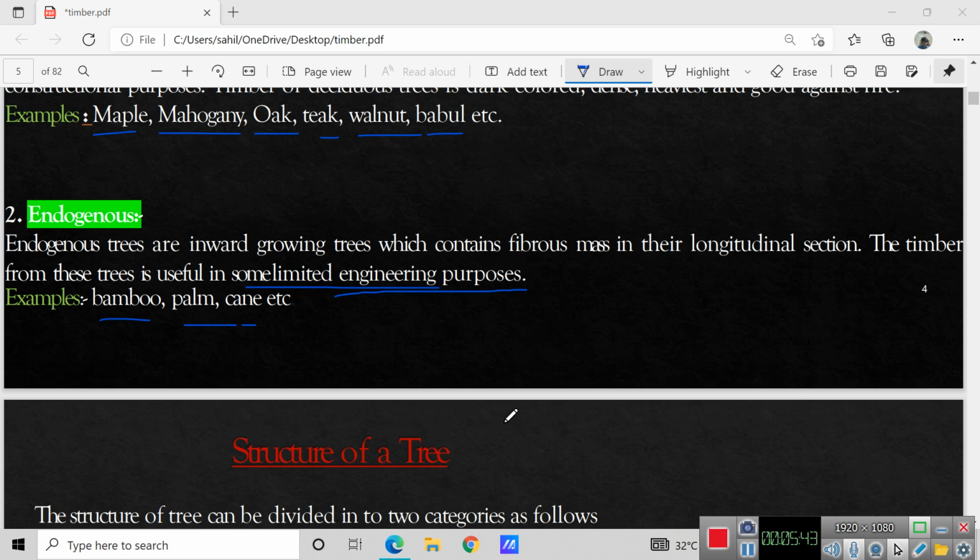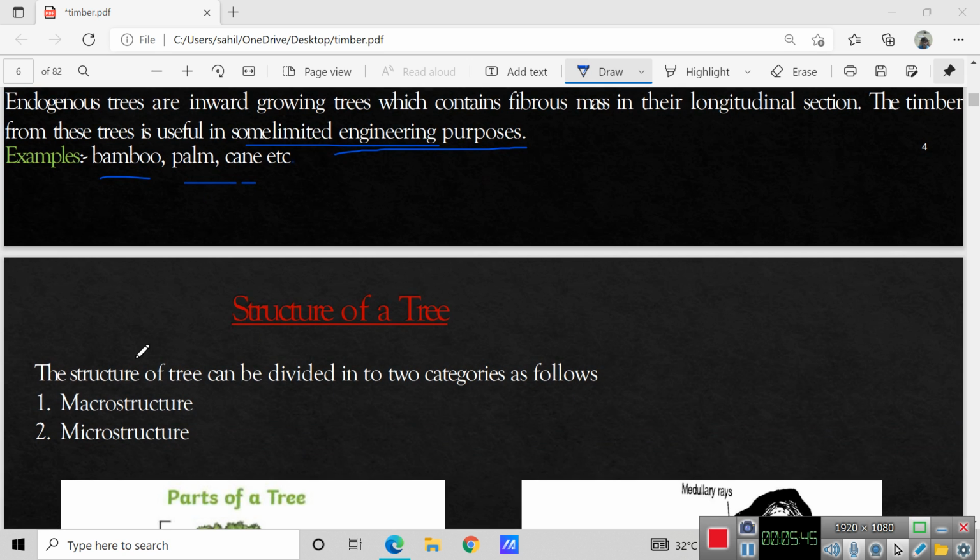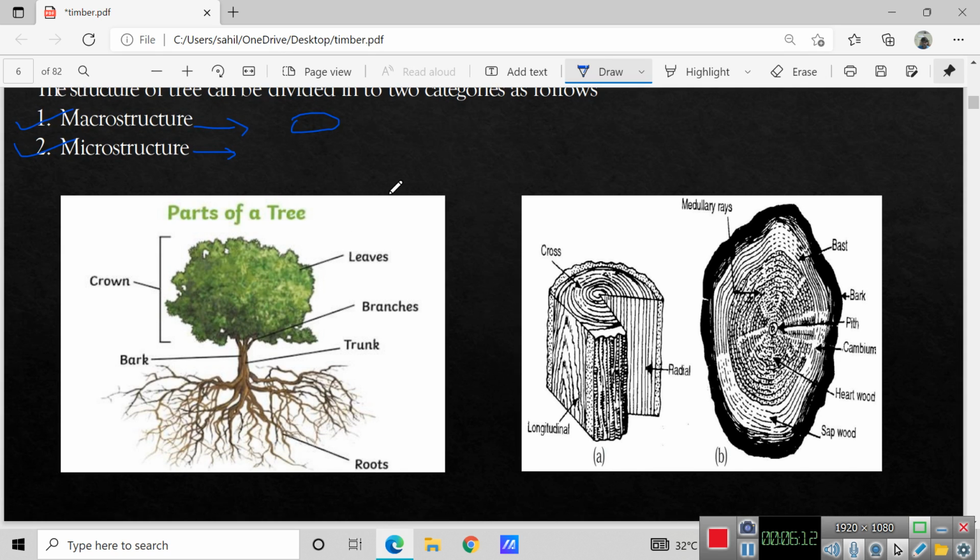Now the next part is the structure of tree. The structure of tree can be divided into two categories as follows: macrostructure and microstructure. Macrostructure is the portion of the tree which can be seen with naked eyes, and microstructure is the division of the tree which can be seen only with the help of a microscope in certain special laboratories. Now here is a picture of an entire tree.